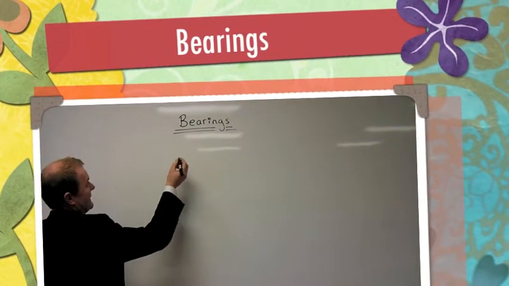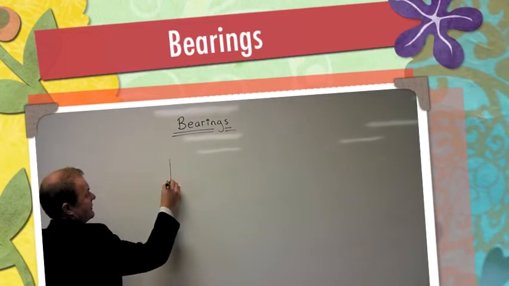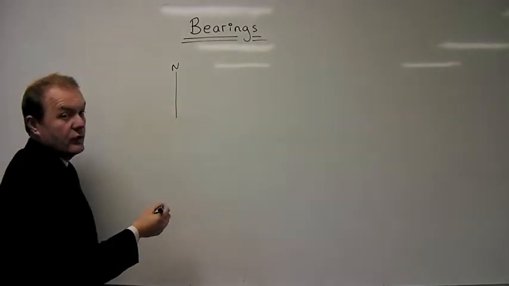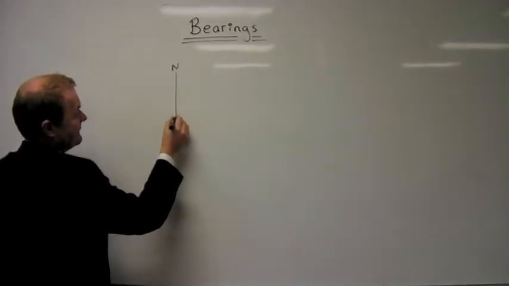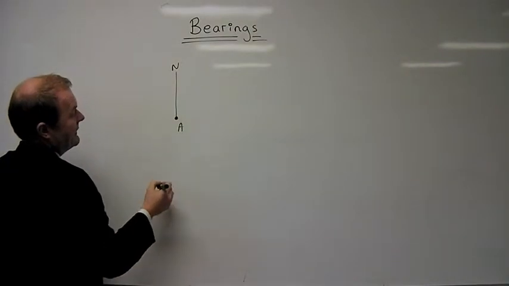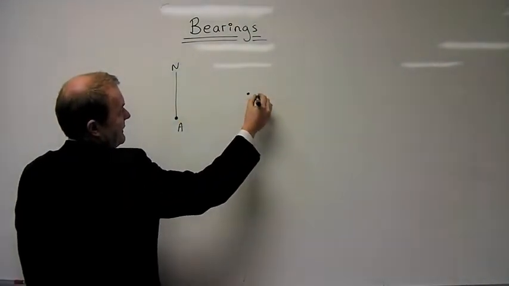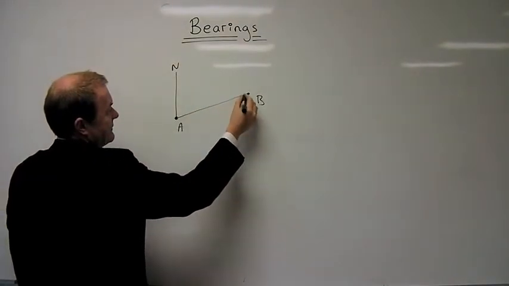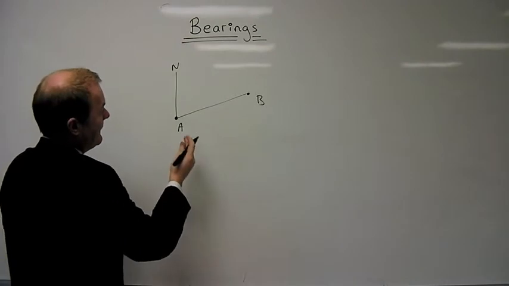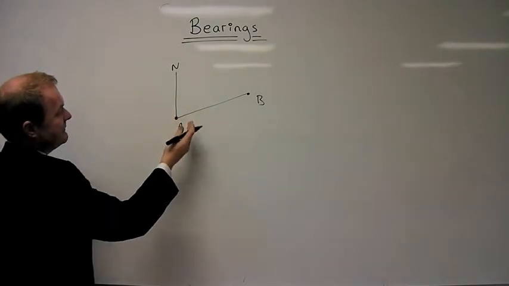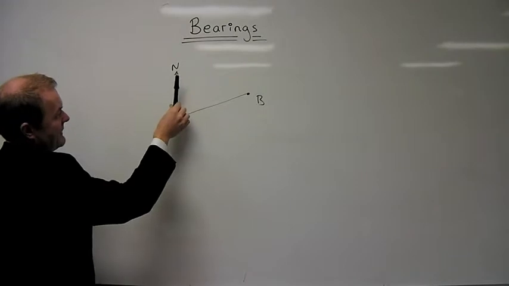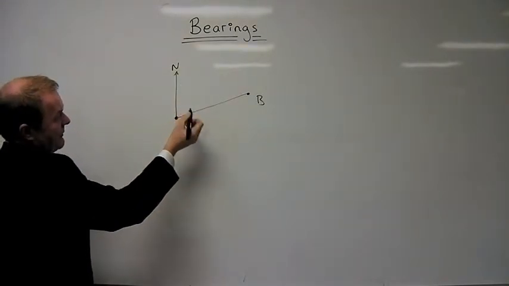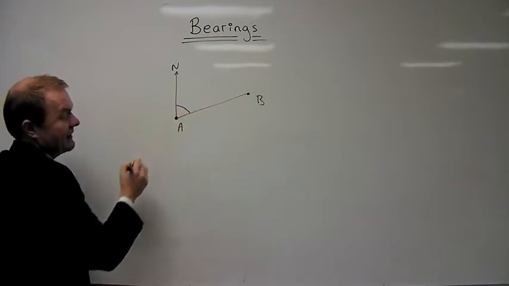A bearing is an angle. It's the angle of the direction in which you want to go, taken from the north direction. So if I'm standing here at point A, and I want to go over here to point B, the direction I'm going to travel in is this way. But if I wanted to know in what direction to set off, then I have a fixed point north, and I measure the angle around until I'm looking at point B. So all I'm doing is measuring that angle there.